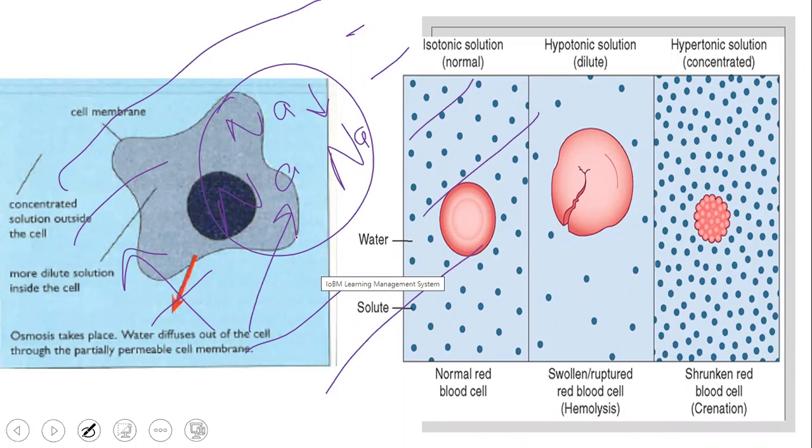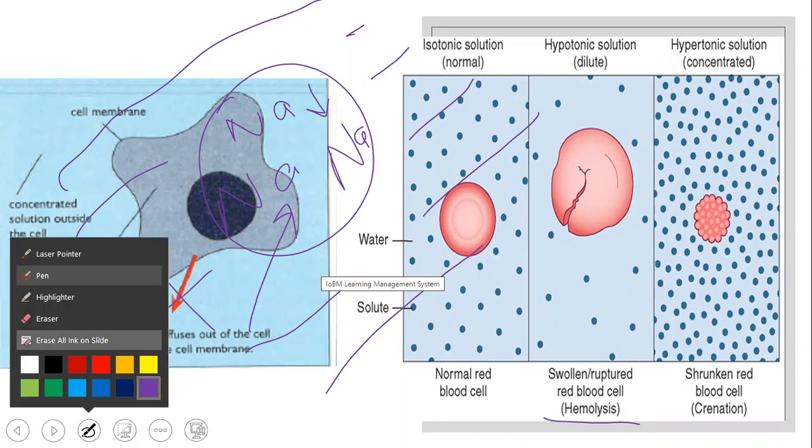It burst, and this bursting of the red blood cell is known as hemolysis. Hemo means blood, lysis means breakdown. Okay, so hemolysis is breakdown of red blood cell. So your red blood cells are being broken down, or they are bursting because they are taking in all the water from the surroundings. This is what happens when you take a red blood cell, or you take a cell from the animal and you put it in a hypotonic solution.